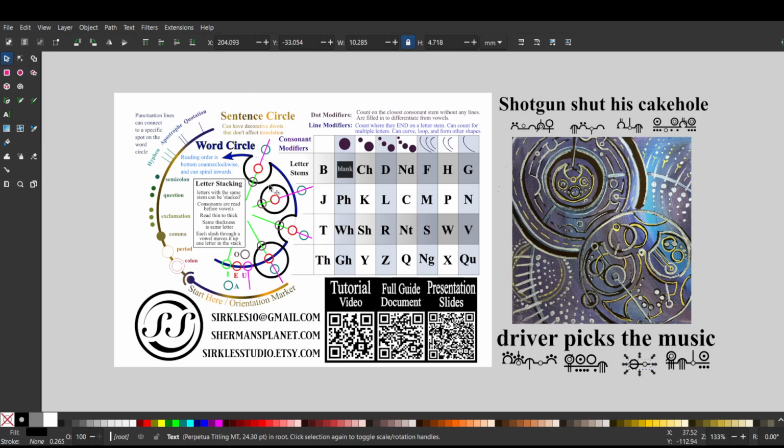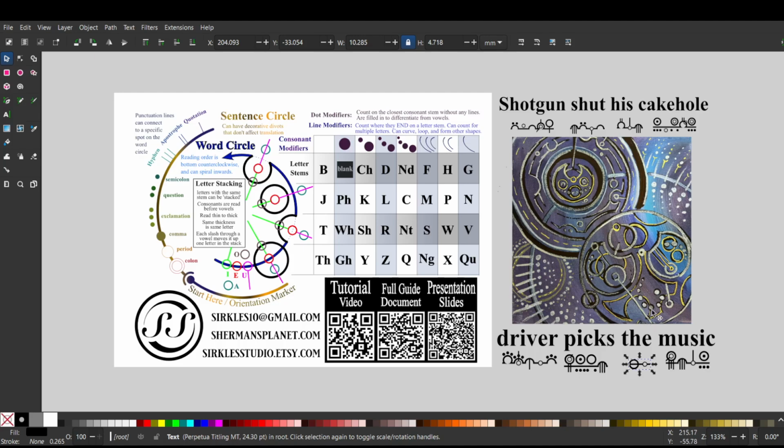First things first, reading order. You start reading at the bottom and then you go counterclockwise. So this here is actually the first thing we read, and this quote here is here. So we read this first and then this. And you can spiral inwards. So in this sentence, we start with the outer circle and then we go to the inner one.